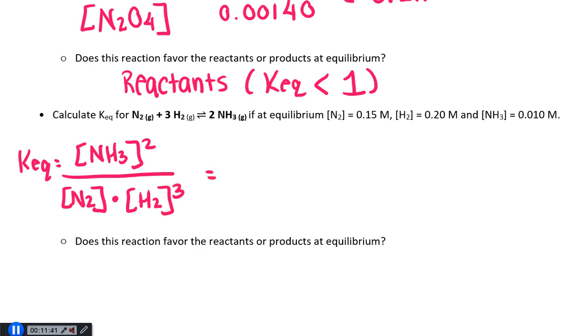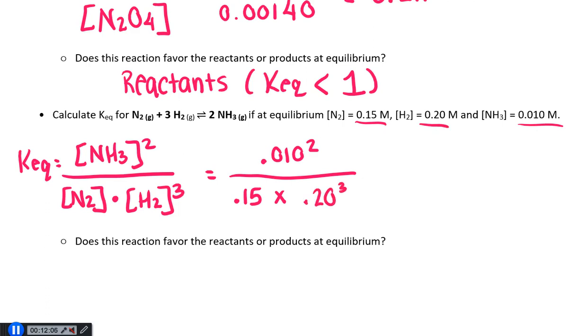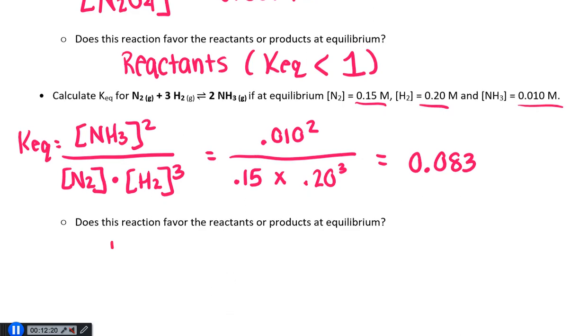All right, so all we have to do once we have our KEQ expression is just plug and chug. So I can take my molar concentration of ammonia. I'm going to raise that to the second power, divided by the molar concentration of nitrogen, times the molar concentration of hydrogen to the third power. And you should get 0.083. And then follow-up question, does this reaction favor the reactants or products?